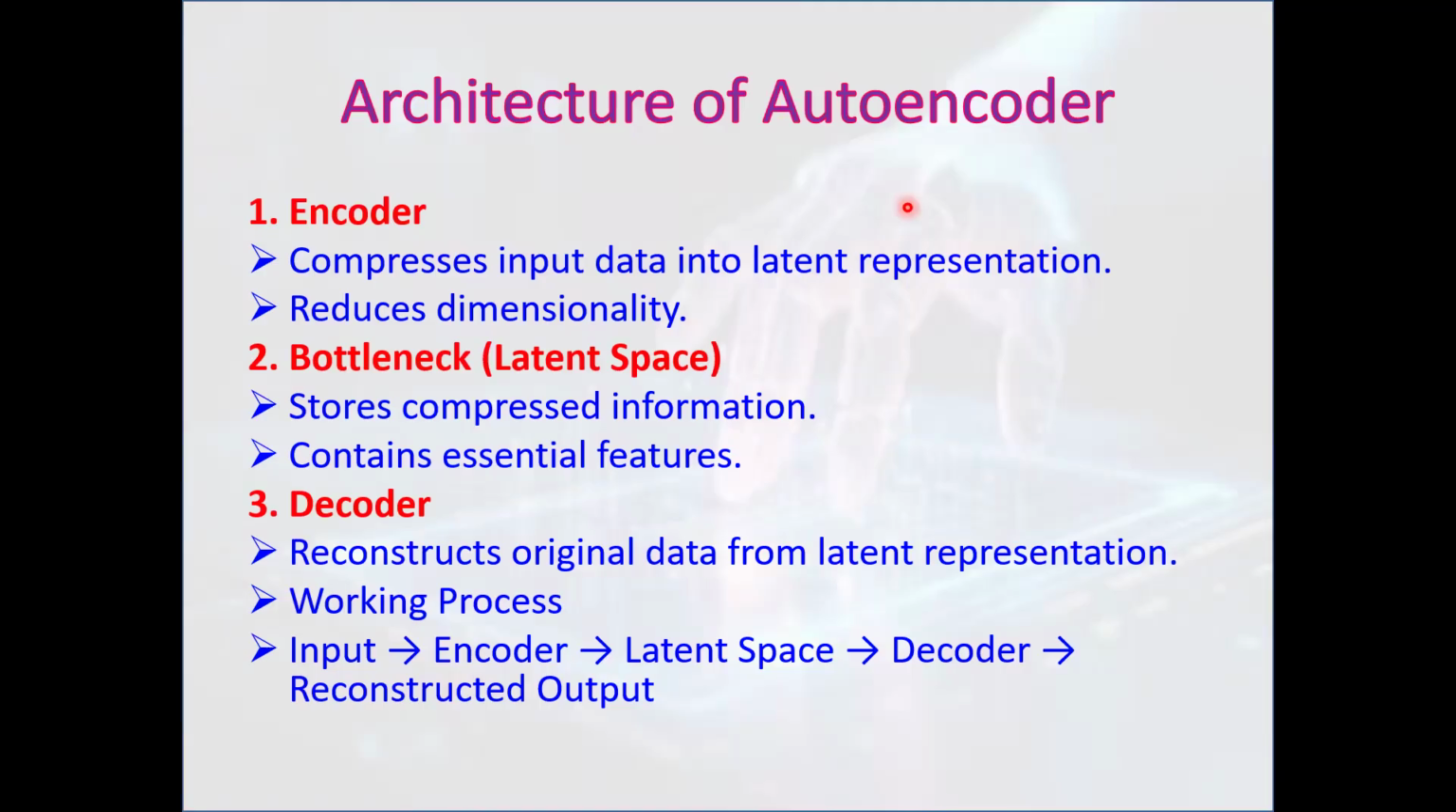And the next, the input goes to the encoder, to the latent space, to the decoder, and then we reconstruct the output. This workflow represents the complete functioning of the autoencoder. Data is compressed, stored, and reconstructed while minimizing information loss.